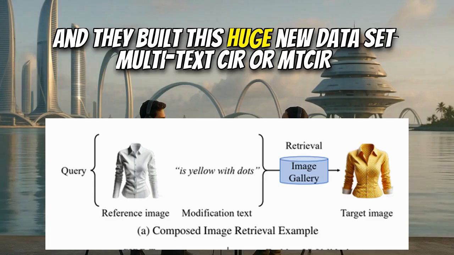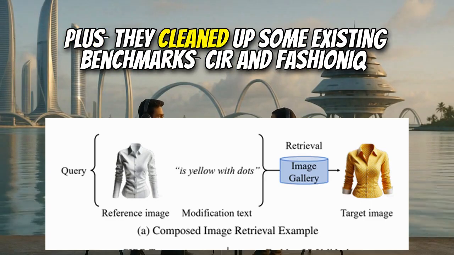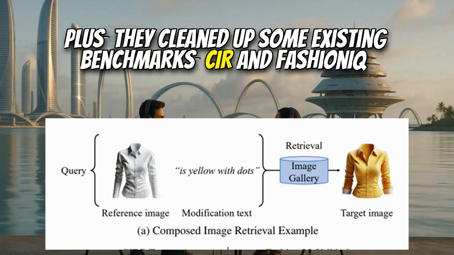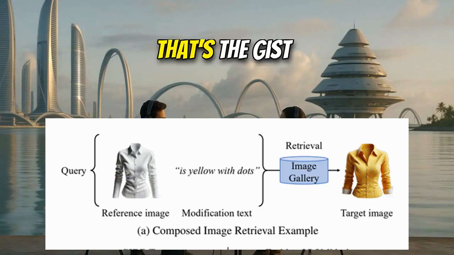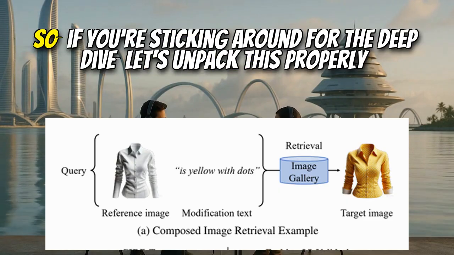And they built this huge new data set, Multi-Text CIR, or MTCIR. Plus, they cleaned up some existing benchmarks, CIRR and Fashion IQ. And the bottom line, CoLLM seems to work significantly better. That's the gist. So, if you're sticking around for the deep dive, let's unpack this properly.